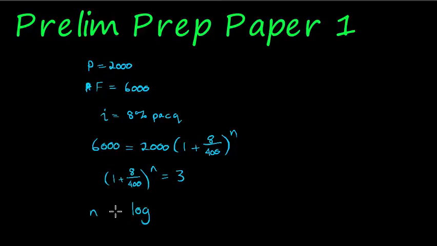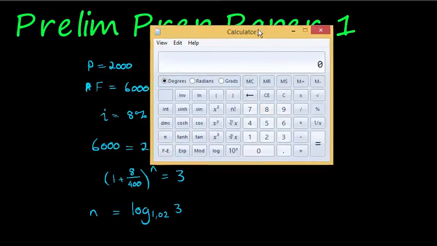to solve, I now use logarithms. So log with this base, what is that? 8 divided by 400 is 0.02. So it's 1.002. No, it's not 1.002. It's 1.02. Okay, now my calculator on the computer can't do it. Yours probably has a function. You just type that in.